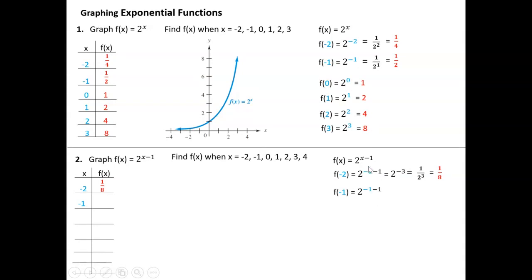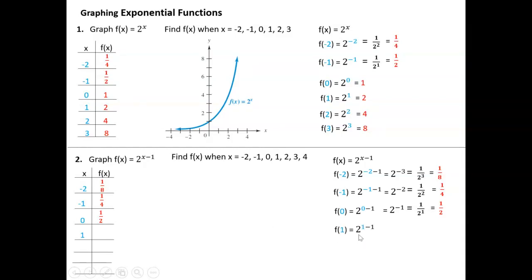When x is -1, we're going to plug in -1 for the x. So -1 minus 1 will give us -2. 2 to the -2 simplifies to 1 over 2 to the second power, which will give us 1/4. When it's 0, 0 minus 1 is -1. 2 to the -1 will give us 1/2. So when x is 0, y is 1/2.